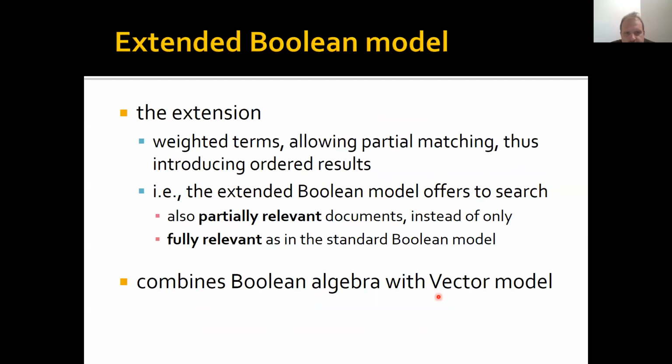The extension is based on basically taking weights from the vector model and using them for representation of documents. But because we still have the Boolean expressions for queries, we must somehow combine these two completely different representations, vectors for the documents and Boolean expressions for queries, somehow together. And this is basically what the extended Boolean model needs to address.